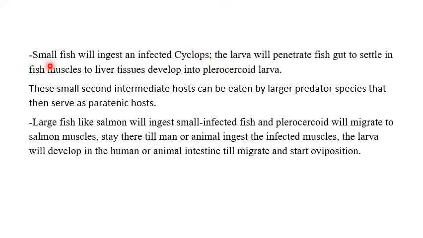So the small fishes are the second intermediate hosts, while these small second intermediate hosts can be eaten by a large predator fish that then serves as a paratenic or transport host. Large fish like salmon will ingest a small infected fish, and the plerocercoids will migrate to salmon muscles and stay there till man or animal ingests the infected muscles. The larva will develop in the human or animal intestine till it matures and starts oviposition.